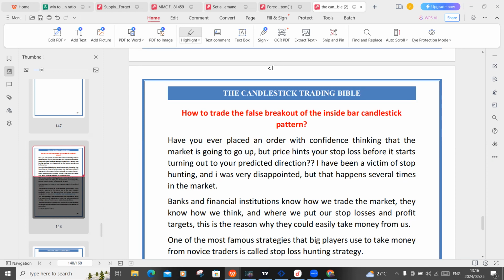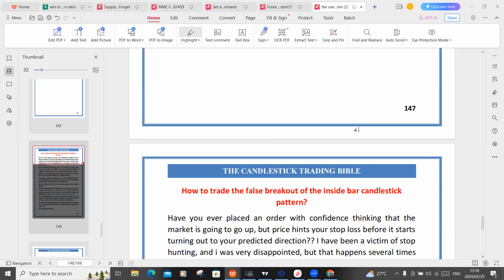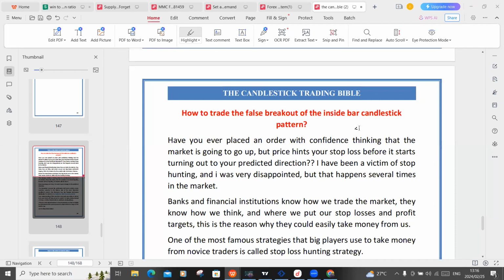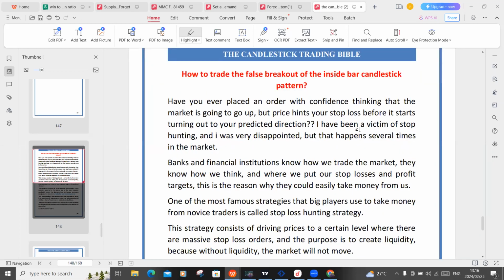All right, we're going to resume. Last time we finished on page 147. We are going to resume from page 148. So, without wasting much time, I'm just going to get into it.